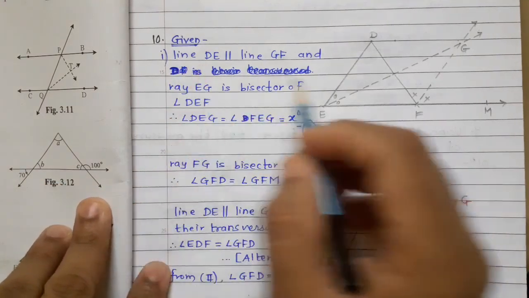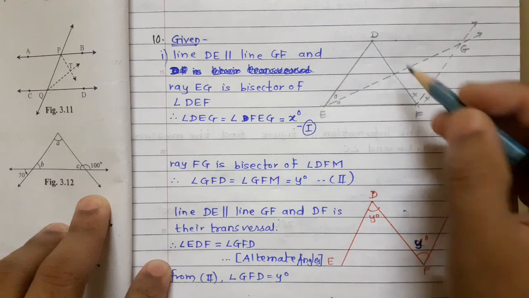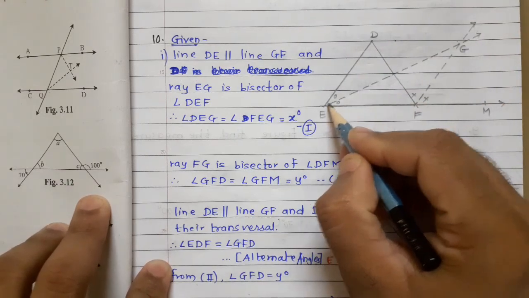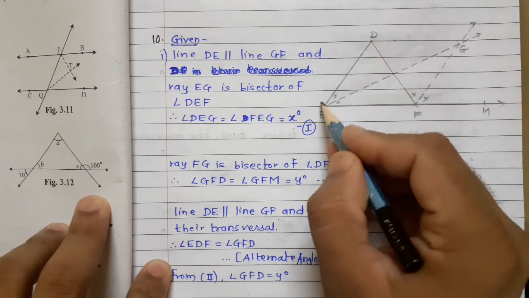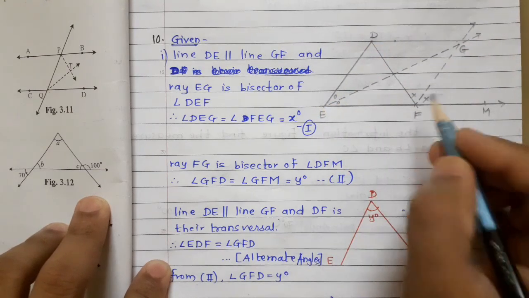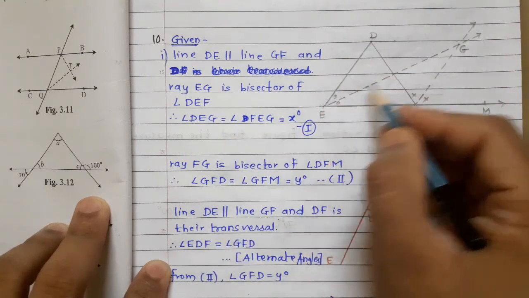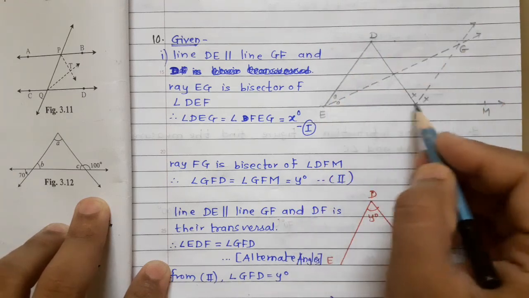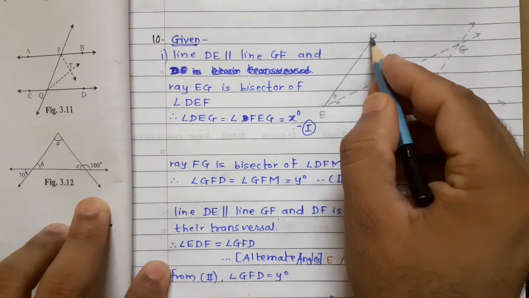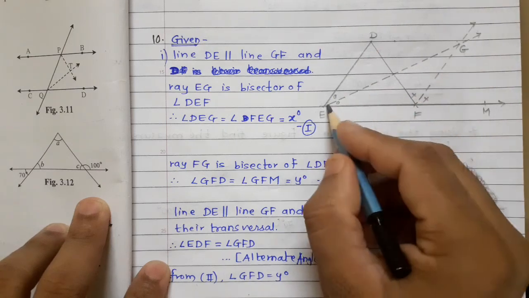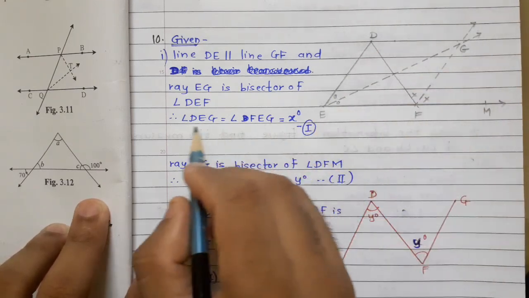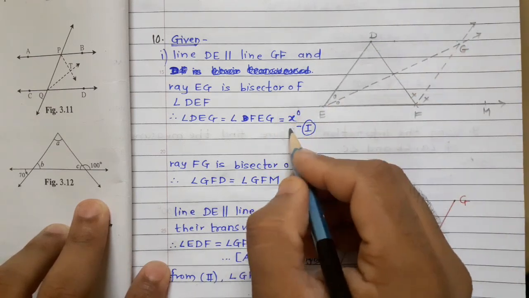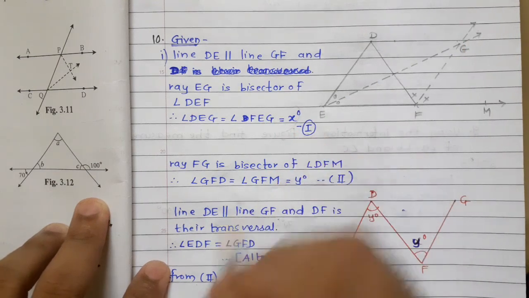Here line DE is parallel to line GF, and ray EG is bisector of angle DEF. Therefore, we have angle DEG is equal to angle FEG, because due to the bisector, angle DEF is divided into two equal parts. Then we take DEG and FEG each equal to x degree. Angle DEG is equal to angle FEG is equal to x degree. Equation number 1.